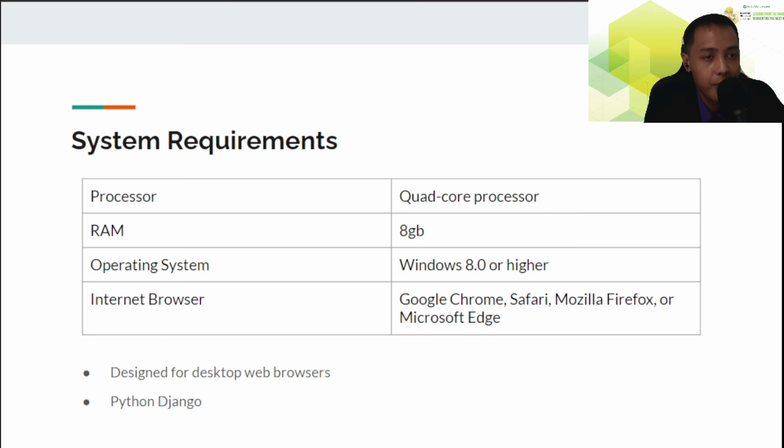To run the system, the following hardware and software are needed: 8 GB of RAM, a quad-core processor, Windows version 8 or higher, and an up-to-date internet browser. The system is designed to be accessed through web browsers for desktops. The design follows a responsive approach to cater to different resolutions. The system was also programmed using Django, a Python-based web framework, as the developers are more familiar with the Python language.